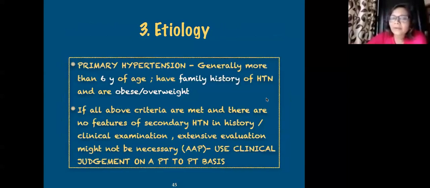So how about primary hypertension? Generally, they are older, they might have a family history of hypertension, and are generally obese or overweight. So if all the above criteria are met and you don't find any features of secondary hypertension in the history or clinical evaluation, extensive workup might not be necessary. You have to use your clinical judgment on a patient-to-patient basis.